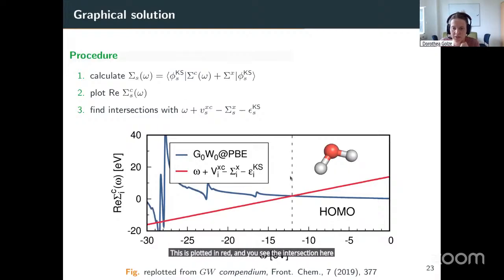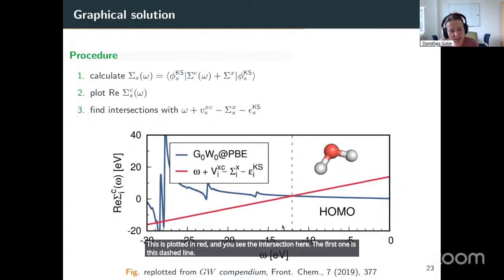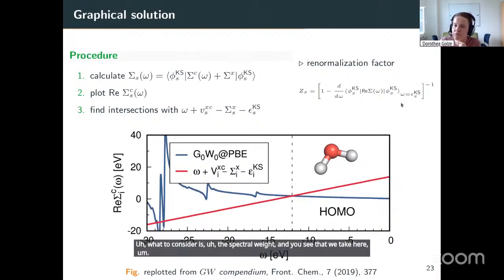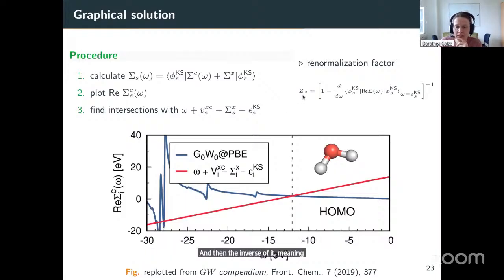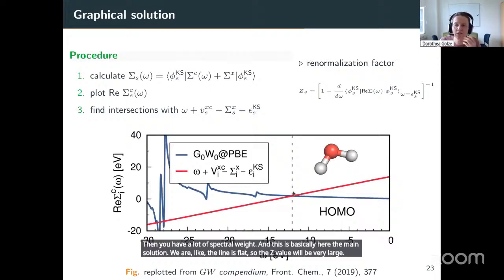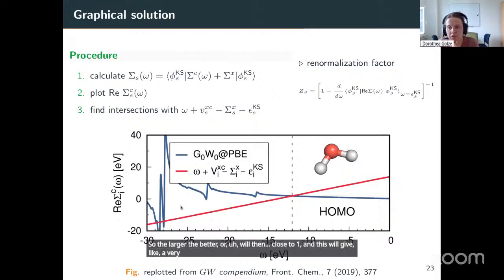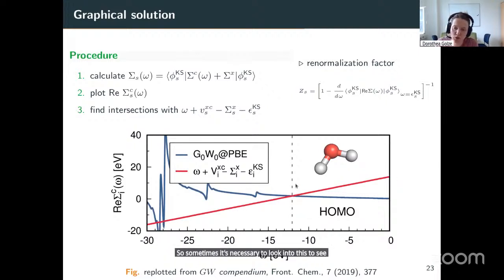The first one is this dashed line. So now you see we have also other ones over here. What's to consider is the spectral weight, and you see that we take here the derivative and then the inverse of it, meaning if the Z value is large, then you have a lot of spectral weight. And this is basically here the main solution. Here the line is flat, so the Z value will be very large. So the larger the better, ideally close to 1. And this other one will give a very small value for Z. So this has low spectral weight. This rather corresponds to a satellite feature. So sometimes it's necessary to look into this to see if you have a unique solution.